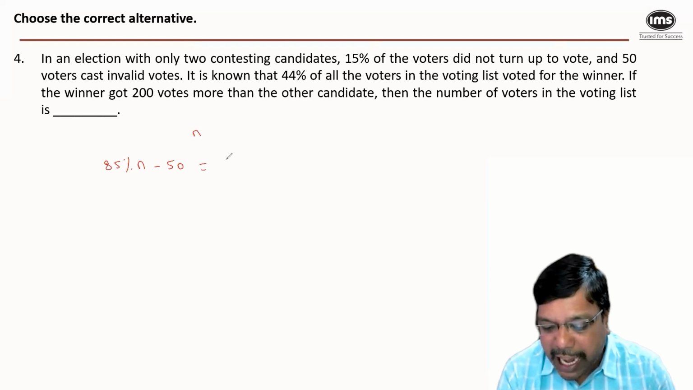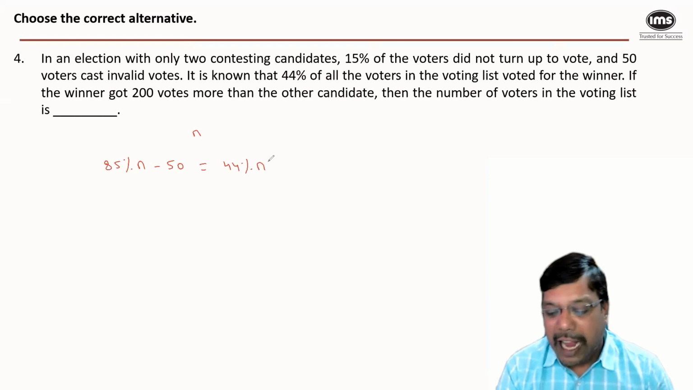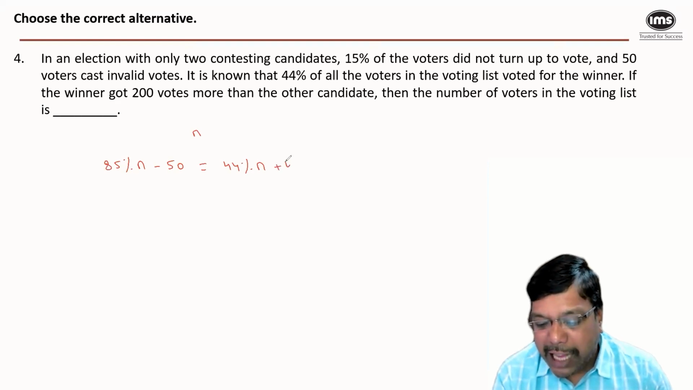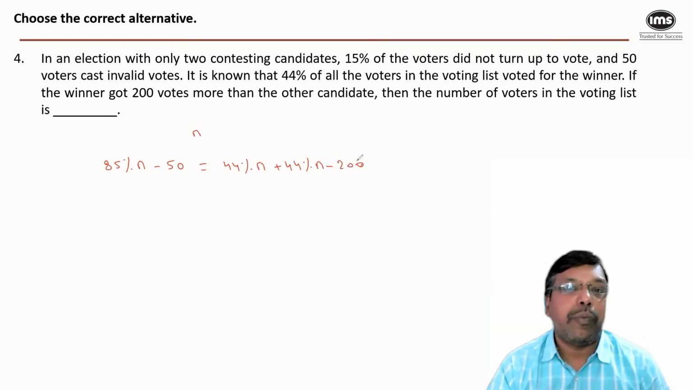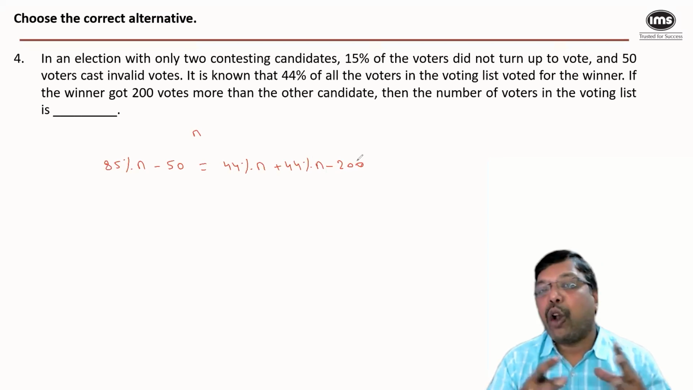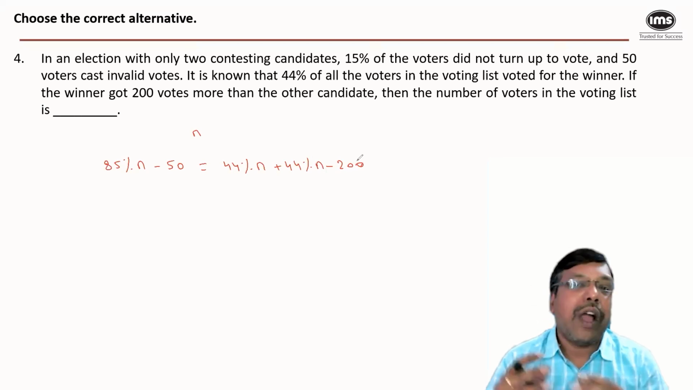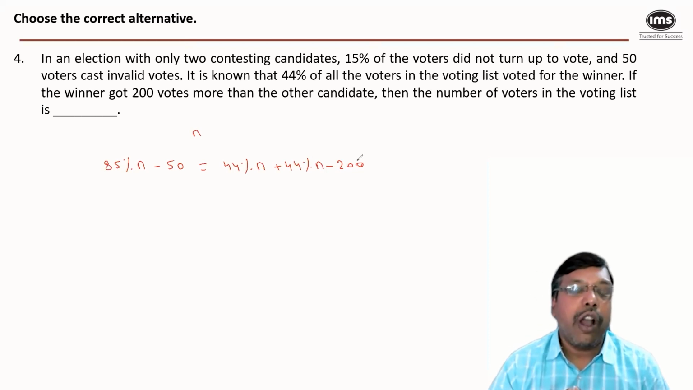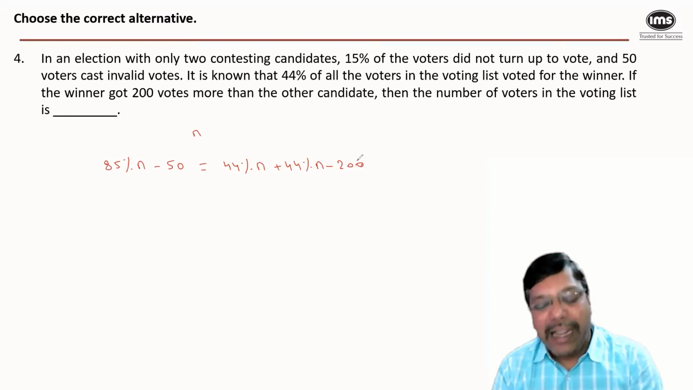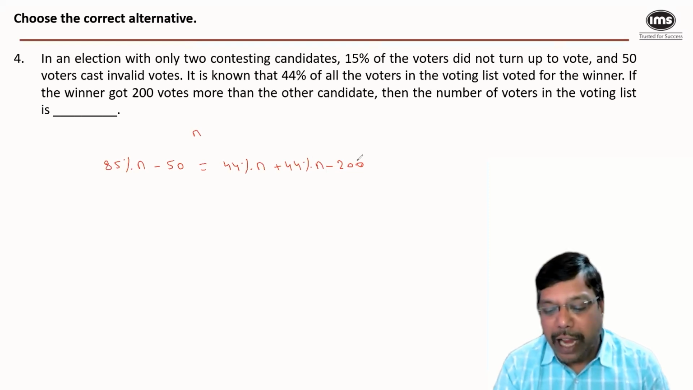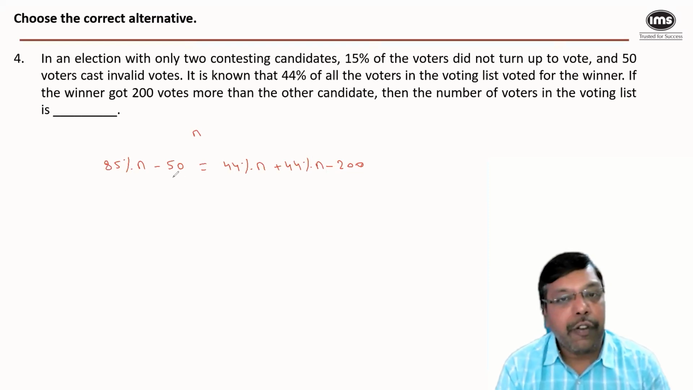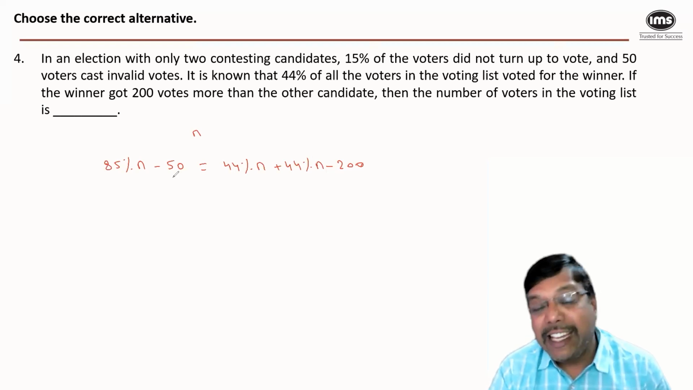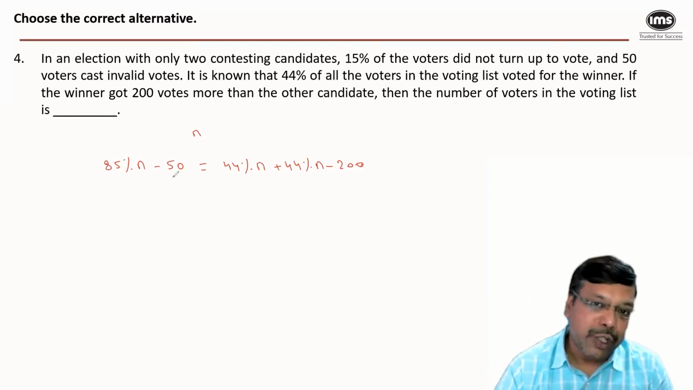It seems the winner has got 44% of the votes and the loser has got 200 votes less than the winner. So if the winner has got 44% of n as the number of votes, then the person who has lost the election would have got 44% of n minus 200. So 85% of n minus 50 is equal to 88% of n minus 200.